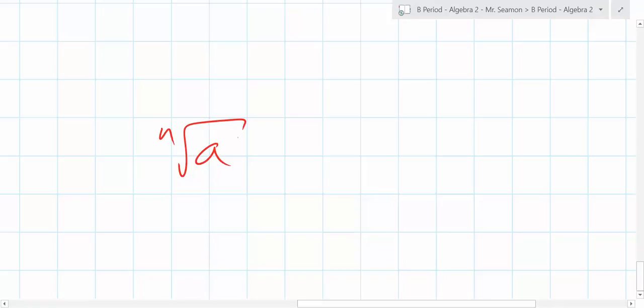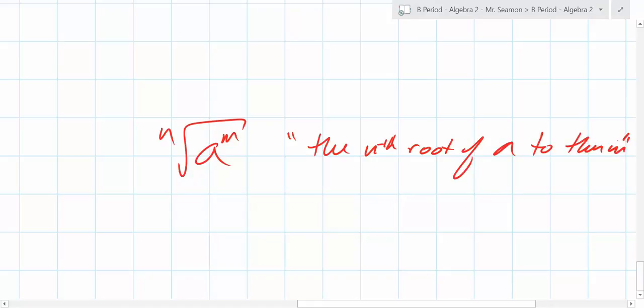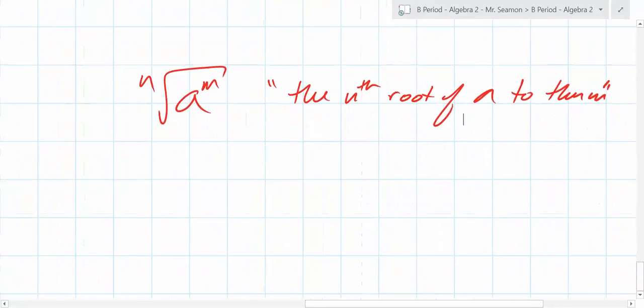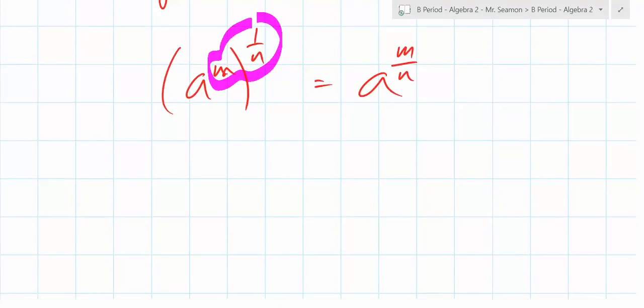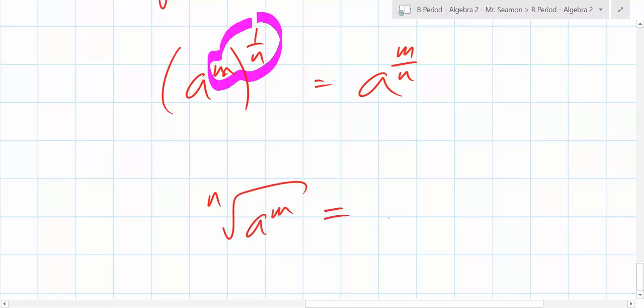What about this right here? Could I say this for me? What does that mean? The nth root of what? Of a to the m. Okay, it's the nth root. What power is nth root, Katie? You said it. 1 over n. So that is a to the m to the 1 over n, right? What can you do with powers of powers? So this is equal to a to the m over n. So one thing you now have is the nth root of a to the m. That's the same thing as a to the m over n.